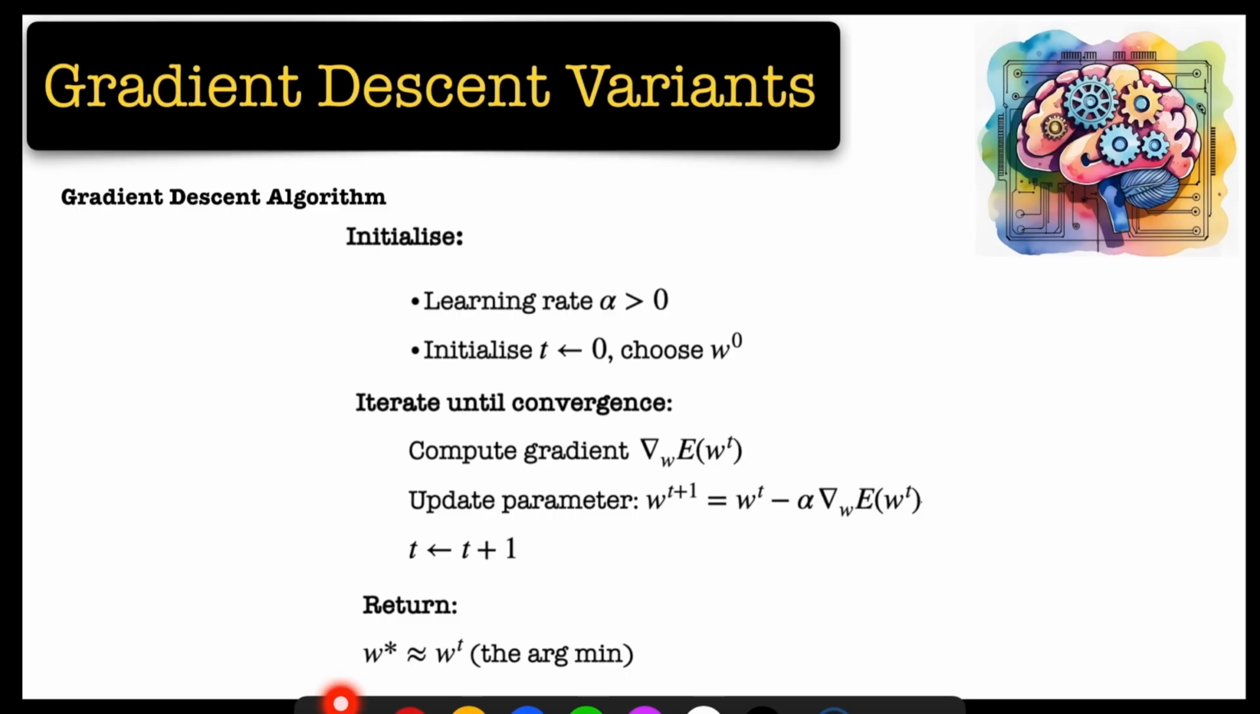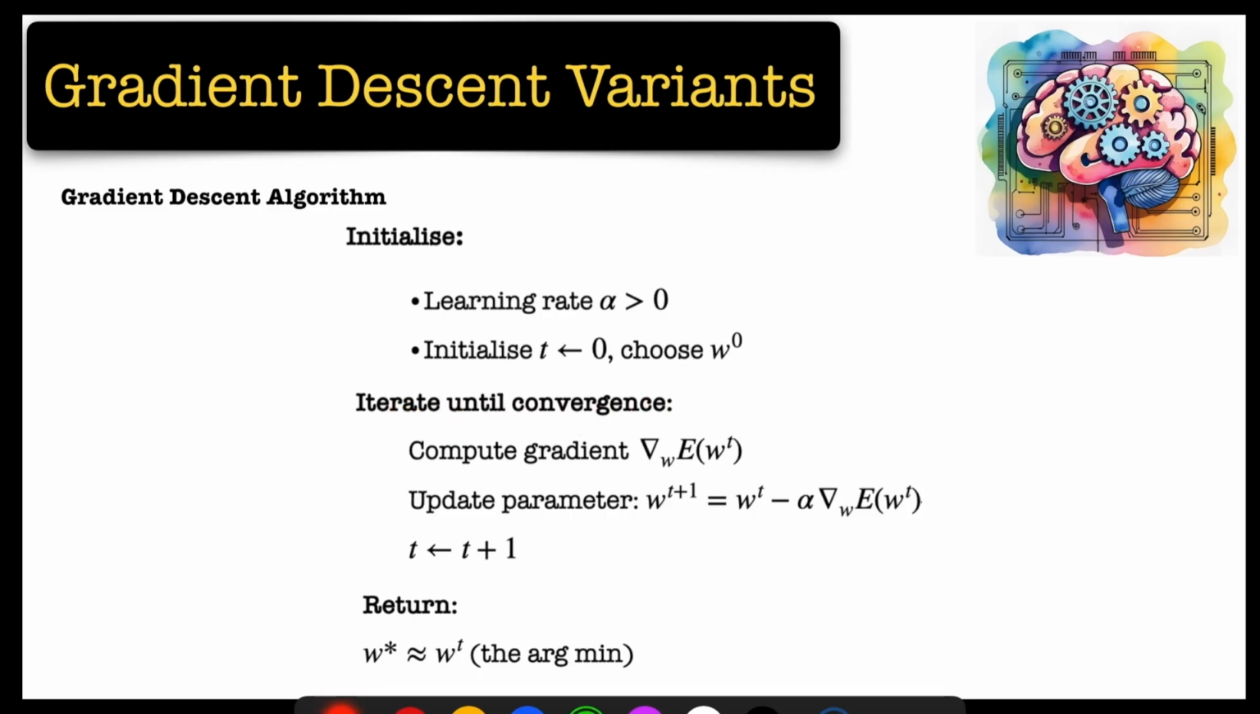We initialize some positive learning rate. We initialize t equals 0, where t is the iteration. We choose some W0, which is the initial weight parameters. And then it will iterate until convergence.